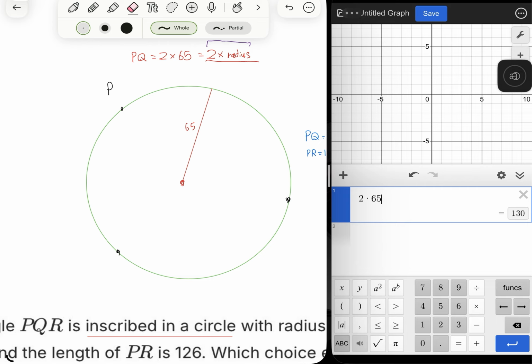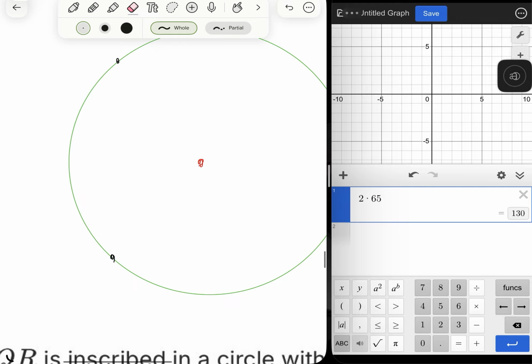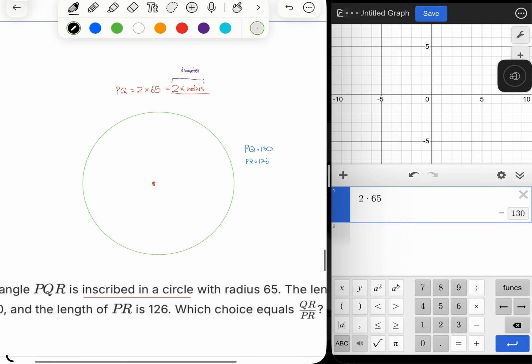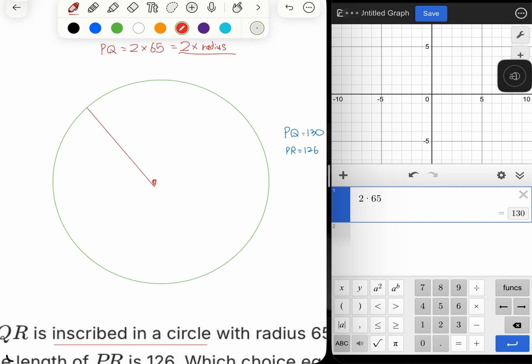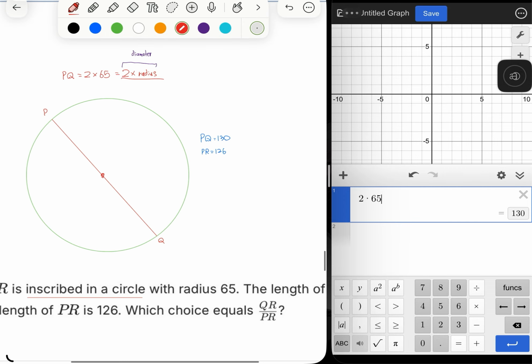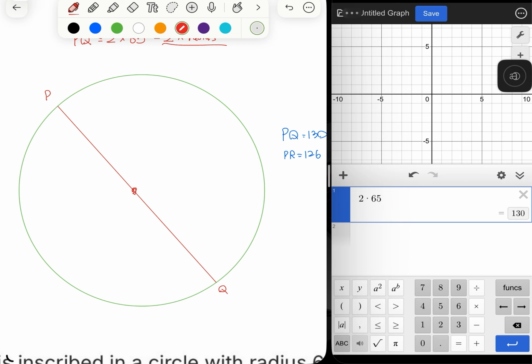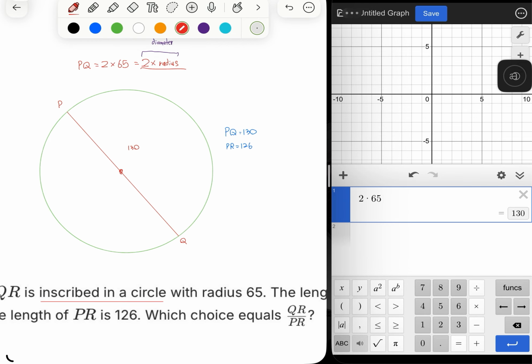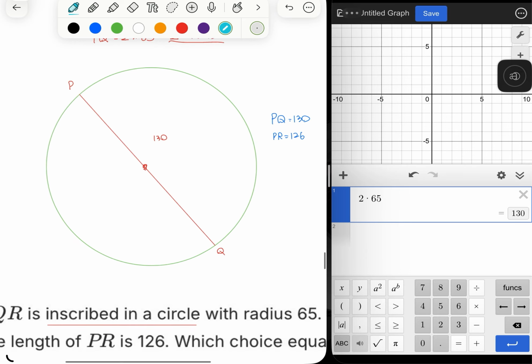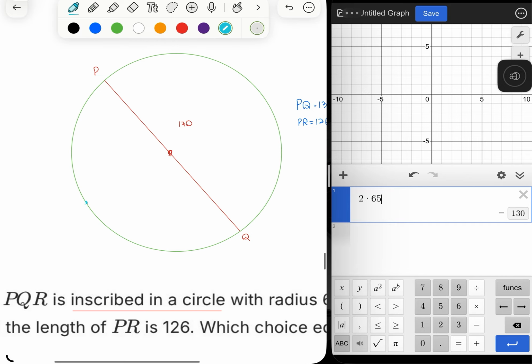I'm going to remove the radius. We know it's 65, but I'm just going to remove it because I'm going to show you what the actual diagram should look like. If PQ is the diameter, you have to draw a segment that goes through the center, and we call this PQ. Once again, we know that's 130. We know PR is 126. Where would R be? R could be anywhere. I'm just going to put R here.